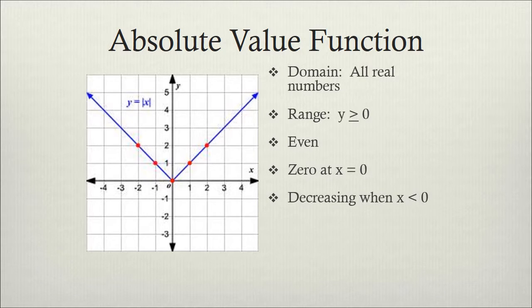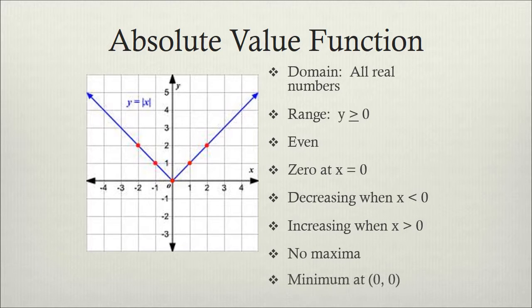It is decreasing when x is less than 0. So from negative infinity to 0, as you look from left to right, it is going down. And it is increasing when x is greater than 0. So from 0 to positive infinity, as you look at it from left to right, it is going up. There is no maximum, but there is a minimum at 0, 0.